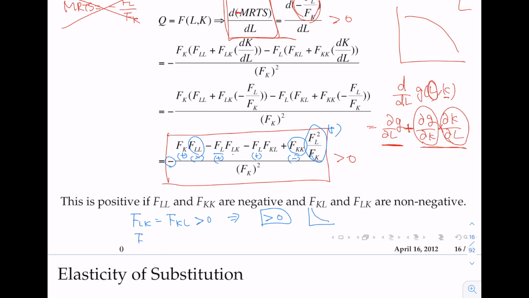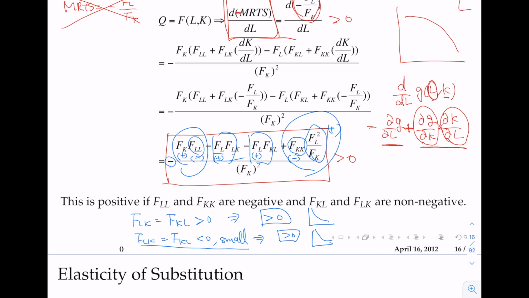Even if they are negative but small, if the absolute magnitude is small, then we still get the positive, and it's still going to look like that, right? Because these two terms will dominate these two terms when the effect is small, right?